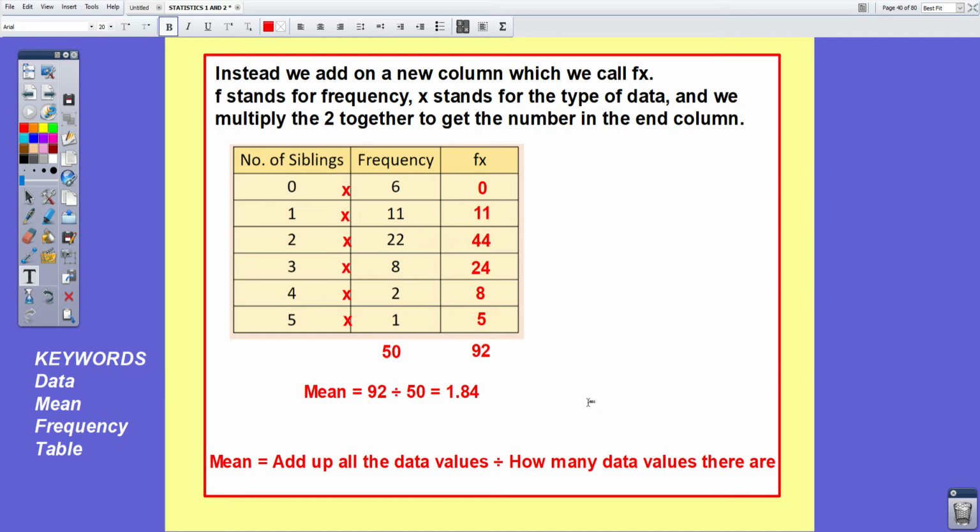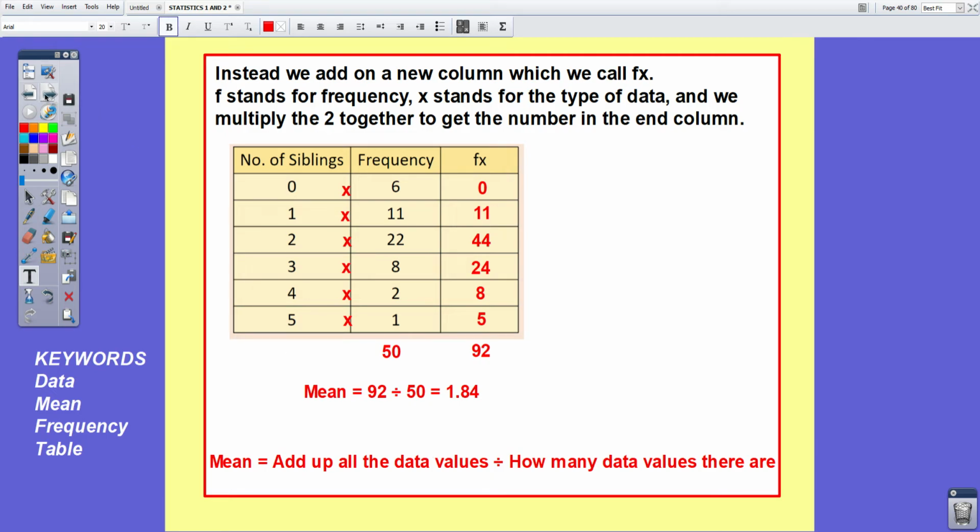Now, we don't round means, remember that. Even though it doesn't necessarily make a great deal of sense, you wouldn't have 1.84 brothers or sisters, we always record a mean as a decimal. So do not round it at any point, 1.84.